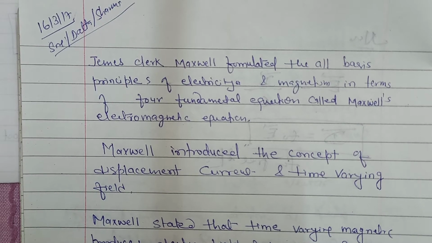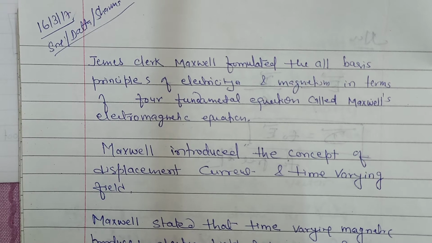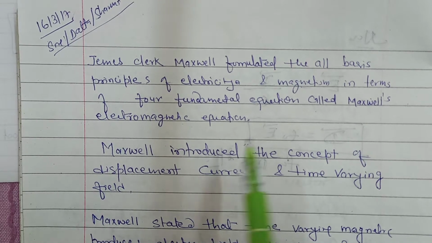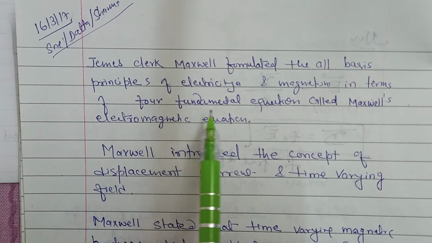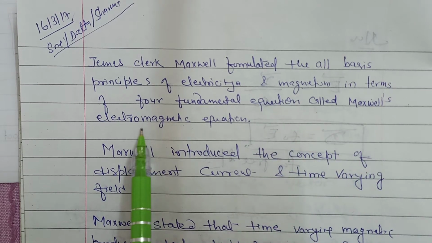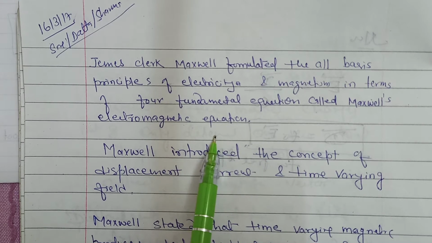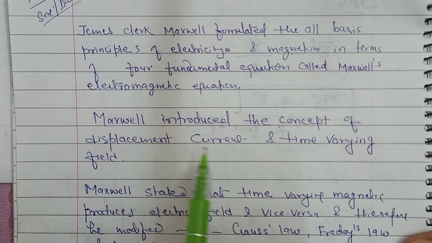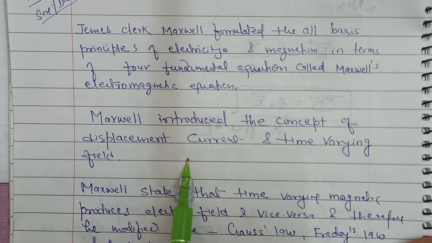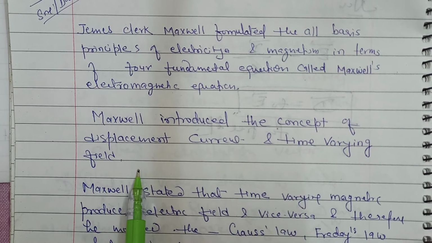Students, now we will discuss the Maxwell equations. James Clerk Maxwell formulated all the basic principles of electricity and magnetism in terms of four fundamental equations called Maxwell's electromagnetic equations. Maxwell introduced the concept of displacement current and time varying field.